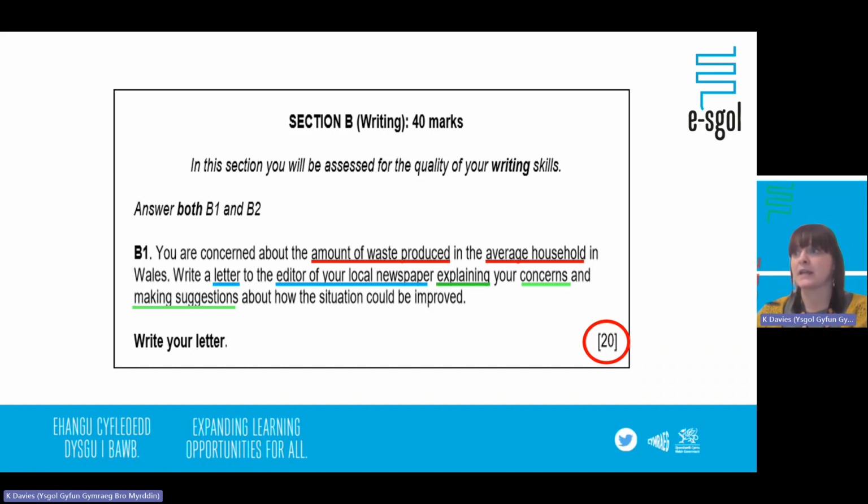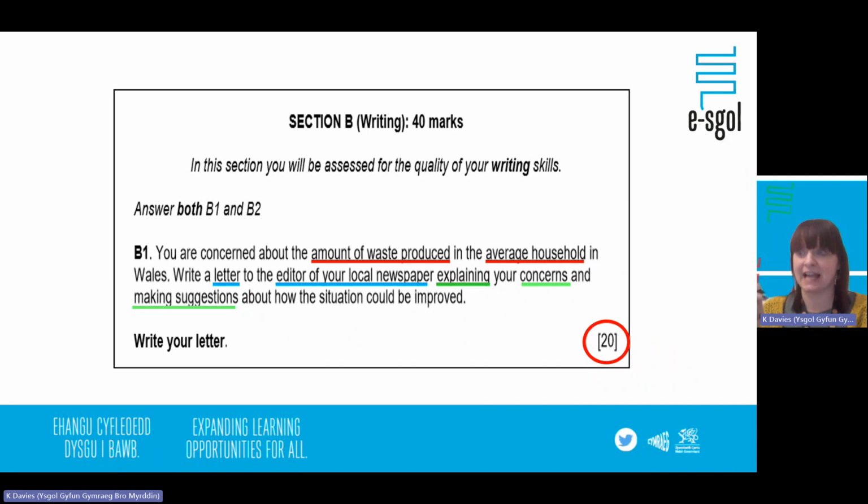So bearing in mind, okay, you could potentially use some of that information, but we will go over that. So the "you are concerned" is telling us that this needs to be a personal response, okay? And it's asking you, you're concerned about the amount of waste that's being produced. So this gives you the opportunity then to talk about the different types of waste and how they are produced, quite possibly in the average household in Wales, and it's telling you to write a letter. So giving us a sense of the format, okay?